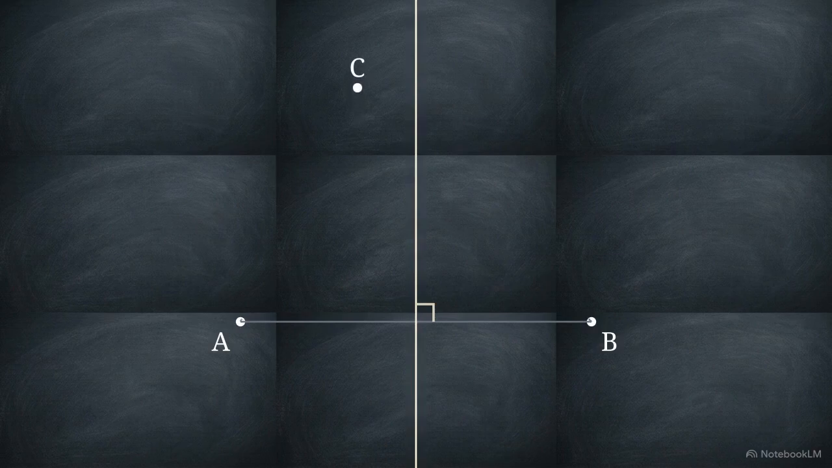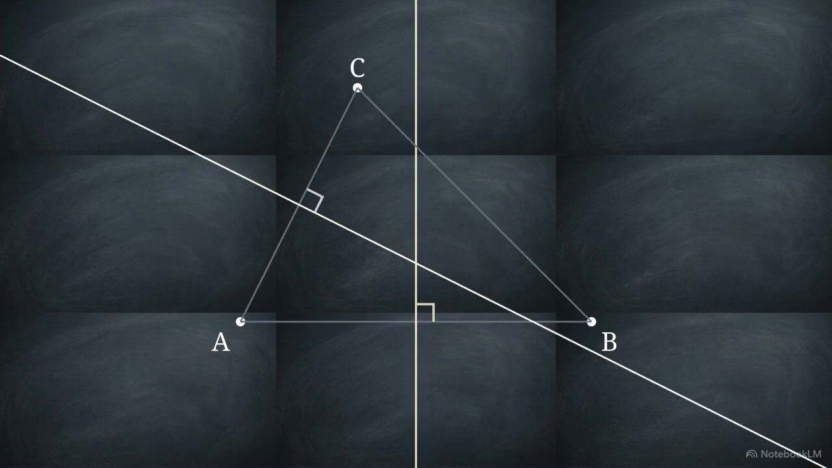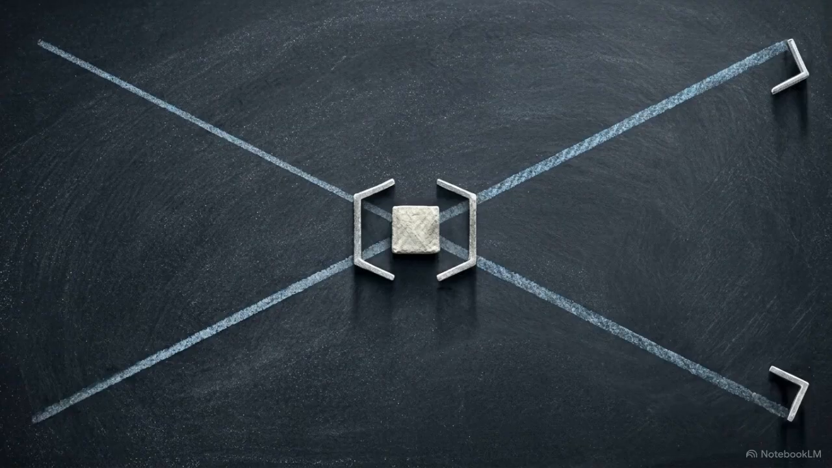Introducing a third point, C, requires a second constraint. We draw a new perpendicular bisector between points A and C. Because these 2 bisector lines are not parallel, they intersect at a single specific coordinate, which we label O. This intersection is unique. 2 non-parallel lines on a plane can only meet at one point.